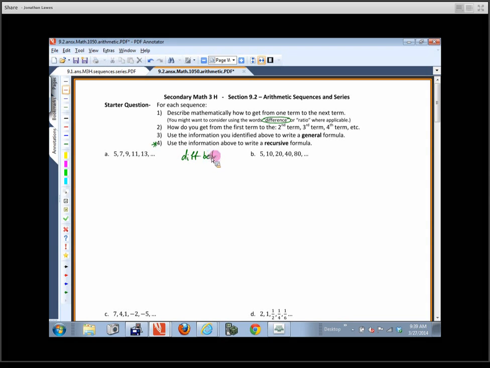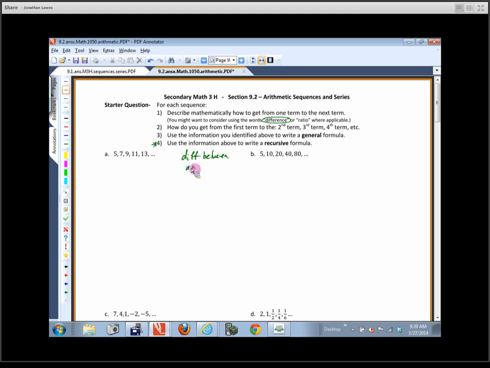I'll write it this way. Any two terms is 2. Yeah, any two consecutive, thanks.